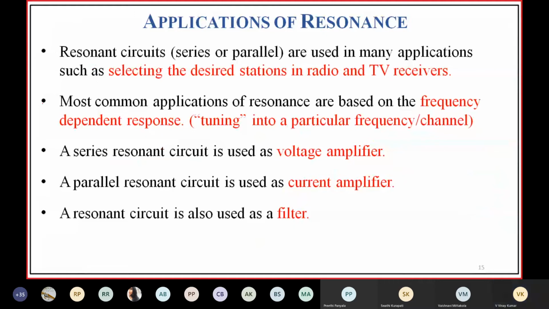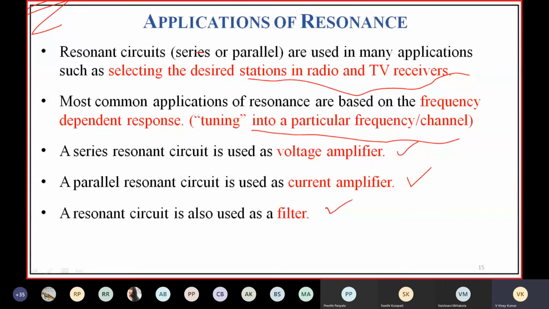Applications of resonance. Resonant circuits are used in many applications, such as selecting the desired stations in radio and TV receivers. Here you are changing frequency. Most common applications of resonance are based on the frequency dependent response. It is tuning into a particular frequency, a particular channel, means you are changing frequency only. A series resonant circuit is used as a voltage amplifier. A parallel resonant circuit is used as a current amplifier. A resonant circuit is also used as a filter.